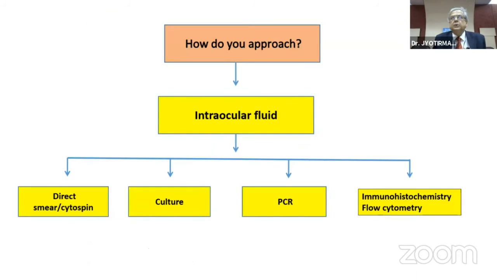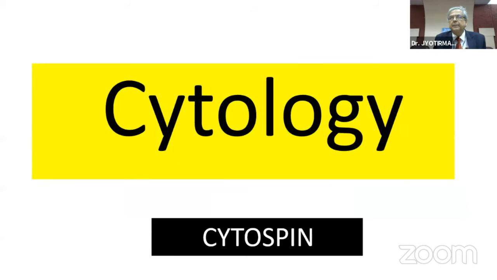In case of fluid, what do you do? Intraocular fluid can be a direct smear. If it is a little bit more, you can do the cytospin. Then culture, which is the gold standard. Polymerase chain reaction should now be used in infectious uveitis or endophthalmitis. Immunohistochemistry and flow cytometry can be done from the tissue sections or cell block preparation.